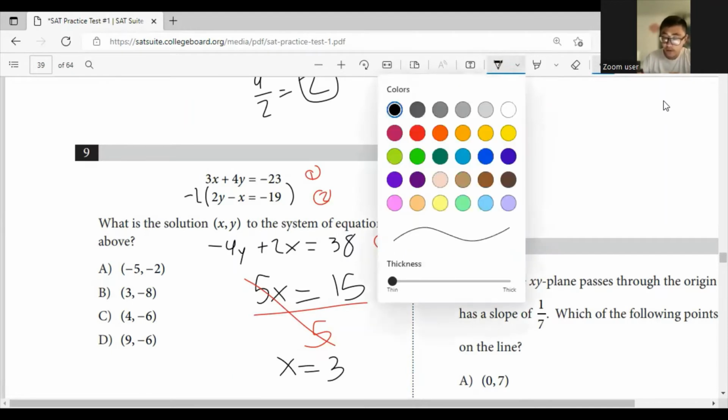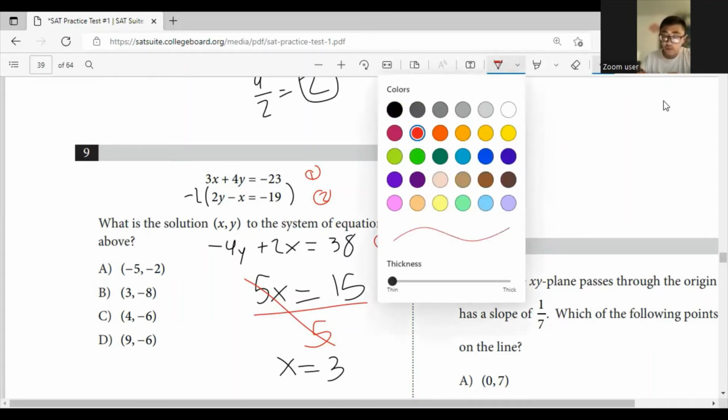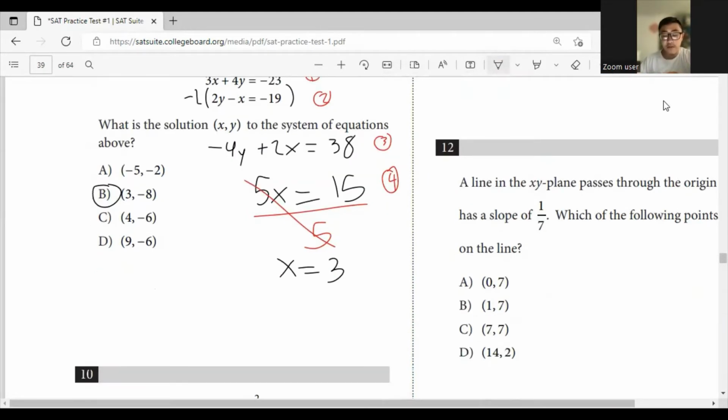Okay, let me write here. This was equation number 4 that we made. So if we know x equals 3, all we have to do is look for the one that has x as the 3 coordinate. And I don't really care what the y coordinate is, really. I can check for it if I want to, but like I said, it's a time test. You don't need to be doing all of that.